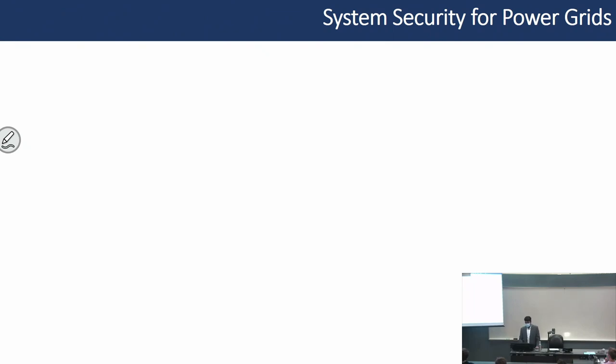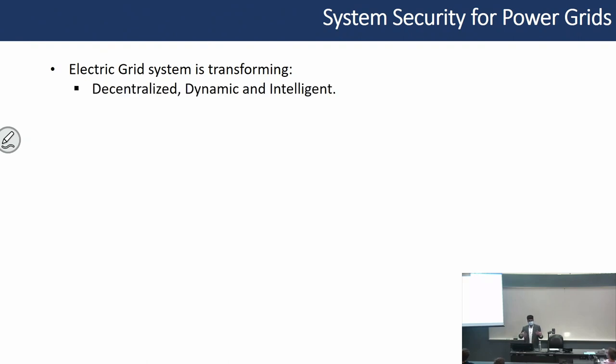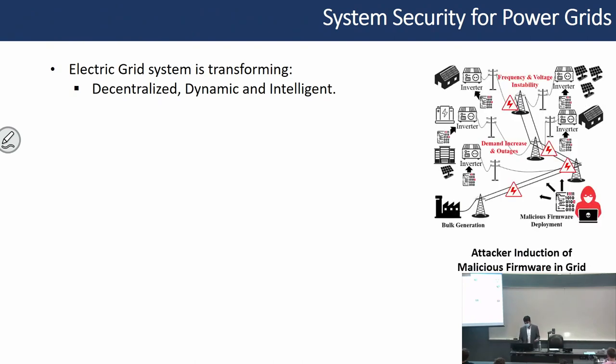Okay, anyway. So let's see how the power grids are transforming. Electric grids are transforming these days. They're becoming more decentralized, more dynamic, and more intelligent. Again, anything more intelligent means connecting to the internet and risky. So the main attack that can happen in electric grids is malicious firmware that can be launched in the electric grid. Some of you, or most of you, might have heard about the Stuxnet attack, which is one of the popular attacks on the electric grids.